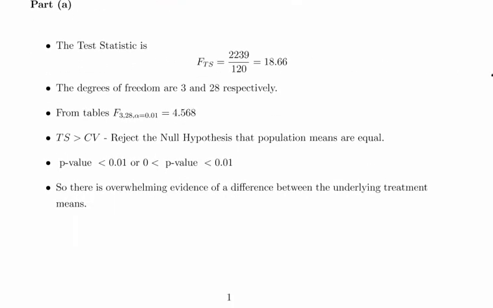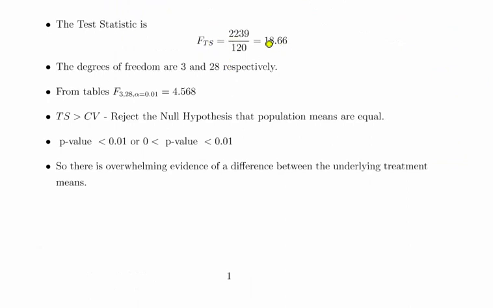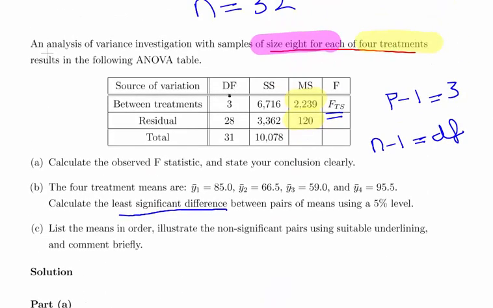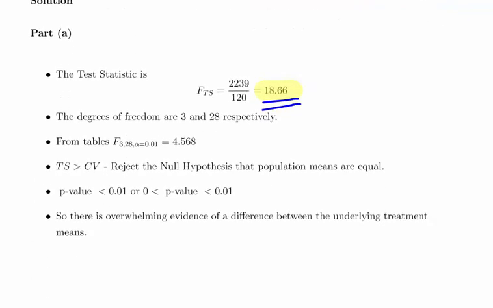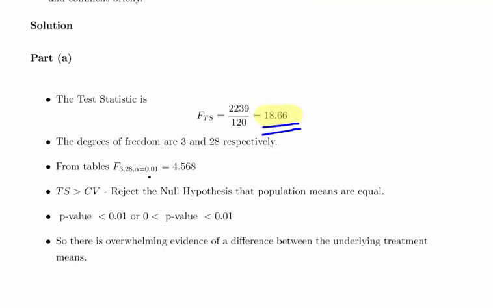So essentially the F test statistic is this value here divided by that value there. So it's 2,239 divided by 120. So the test statistic there is 18.66. That's fine. Now the degrees of freedom are 3 and 28. Using a 5% significance level, or 1% significance here in this particular instance.